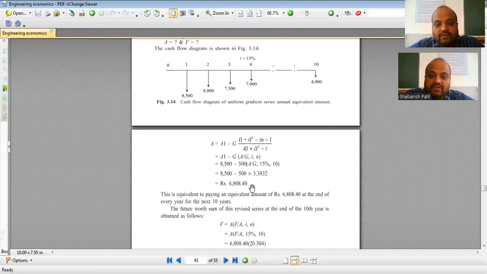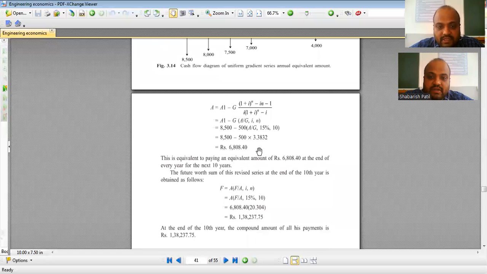This is an equivalent annuity which, if I could pay this amount every period, I will be getting the future value. But I'm not paying exactly this value. I'm decreasing the value here. So that's why I'm calculating the equivalent annuity. Once I could calculate this equivalent annuity, now I'm supposed to calculate the future value.